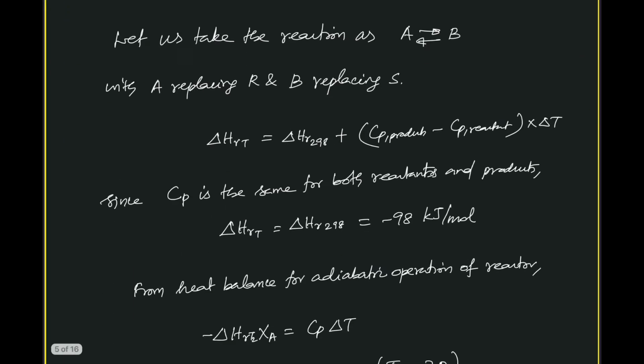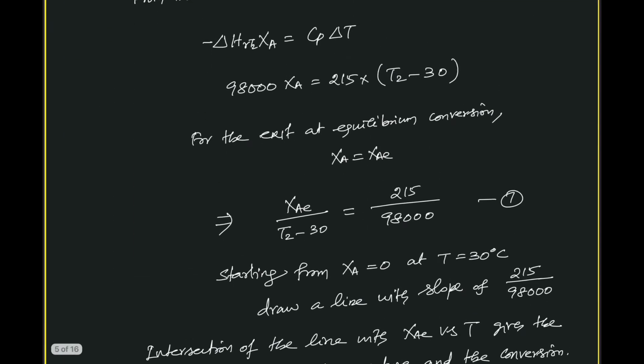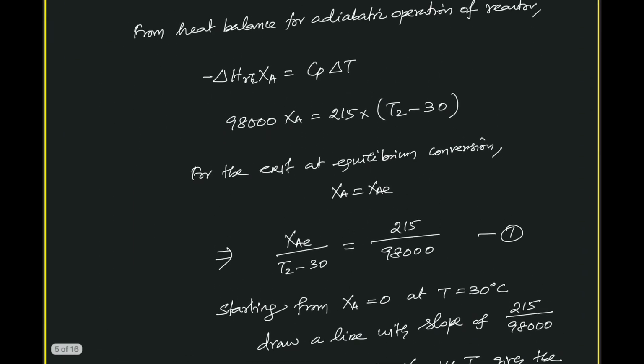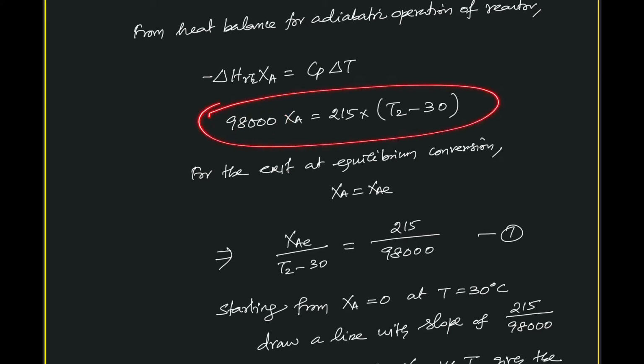So multiply this minus 98 with 1000. So we have this 98,000. So this is minus delta HR. Already delta HR is negative, so we have totally positive now. Otherwise, this is the equation of the operating line.